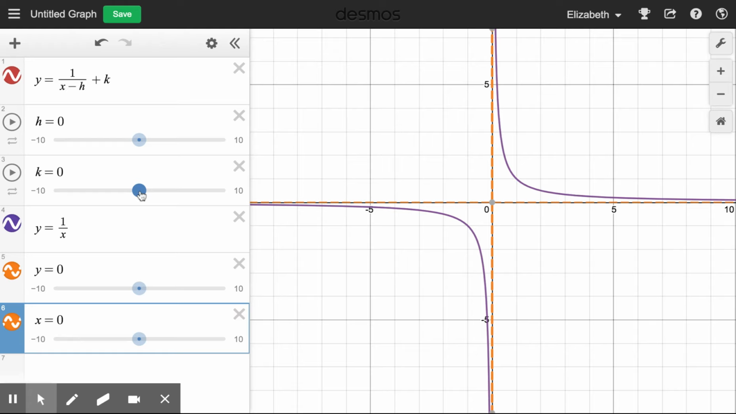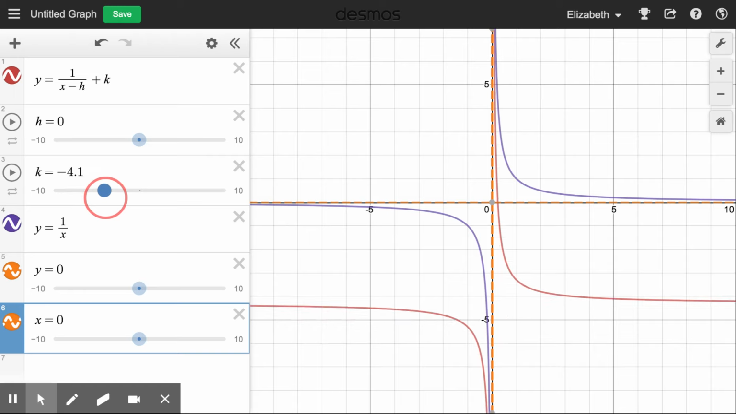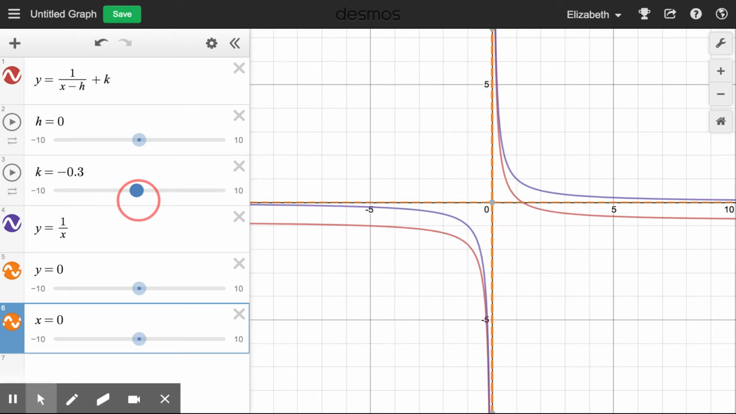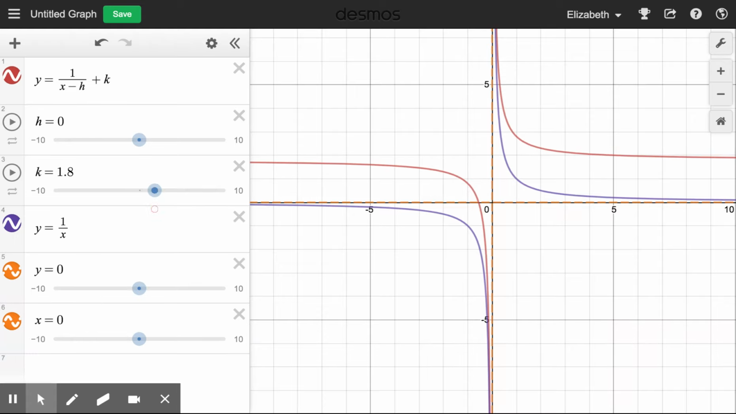First, let's see what happens when we change k. As we change the value of k, you can see that the function is moving up, or if k were to be negative, the function is moving down. So you can see how the purple changes to the red just by moving up or down. The vertical asymptote is not changing at all, just the horizontal asymptote.